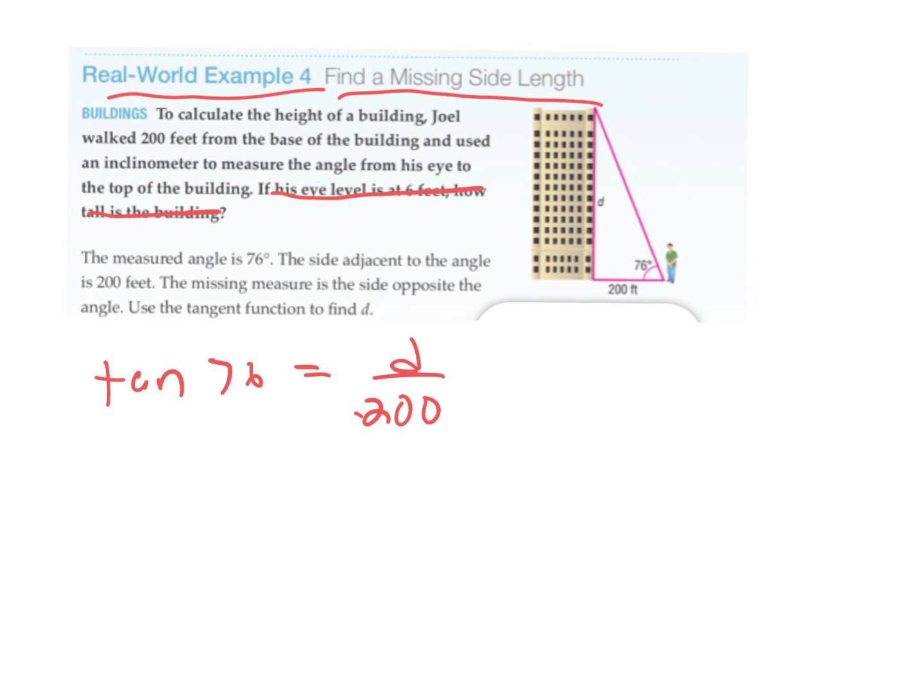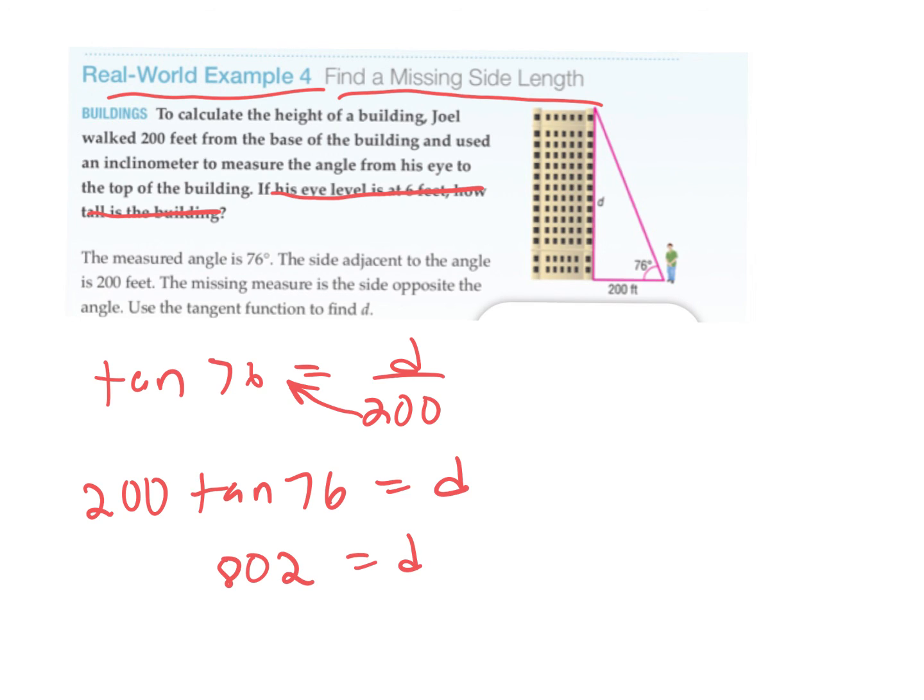And so I'm going to multiply by 200 to get d. So it'll be 200 times tangent of 76 equals d. If you do that in your calculator, you're going to get a decimal number. But I'm going to just round it to the nearest whole number, which is 802. And you do that in your calculators. So basically the height of this is 802, in this case feet, because that's a distance, or the length. And so that's our answer.